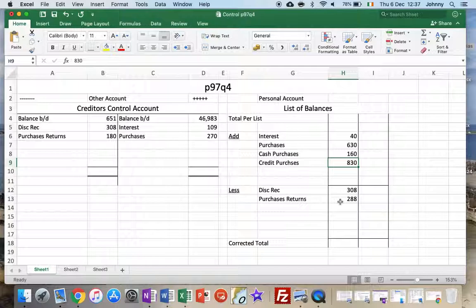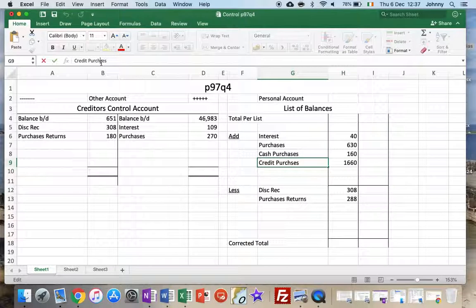And it's 830, but I have to double it, so it's 830 multiplied by 2, so that's 1660, because I put it on the wrong side. Okay, now best return goods to a supplier and enter correctly in the books, so that should be a less, and it should be a less here.